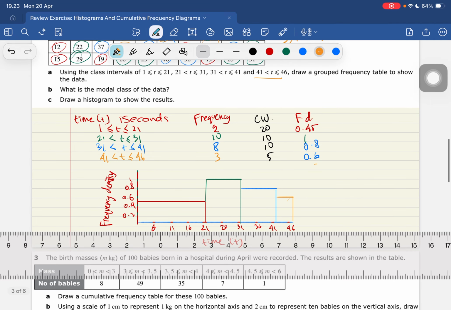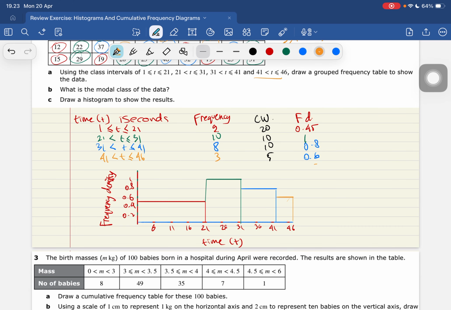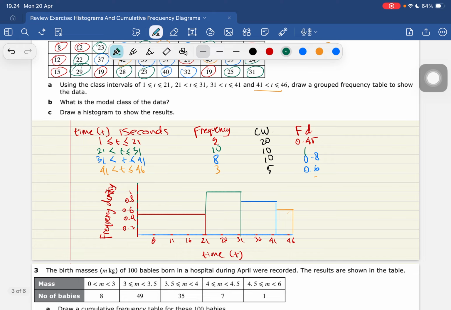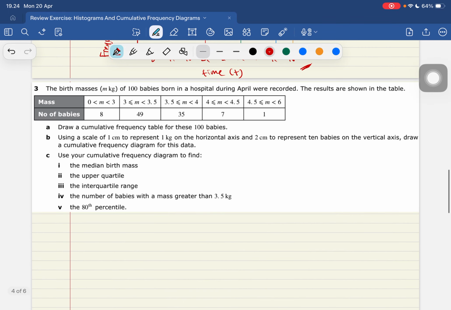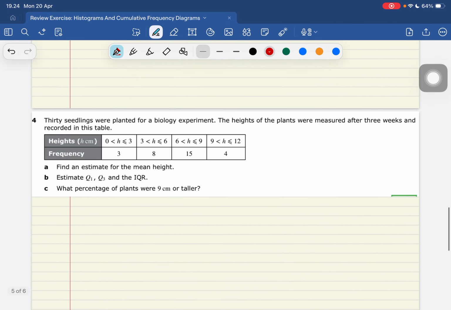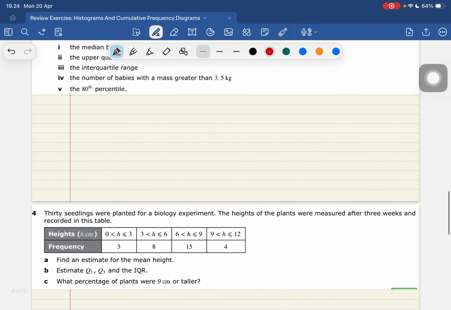Next for B: what is the modal class? The modal class is the one with the highest frequency density, which is 21 to 31. And here is the histogram. They asked us to draw it, and we drew it. Parts 3, 4, and 5, I will continue in the next part. Thank you.